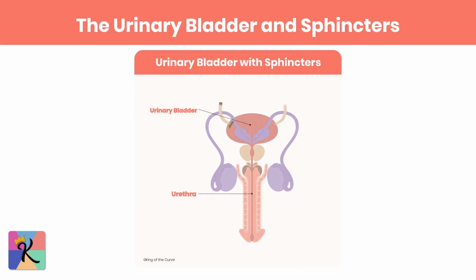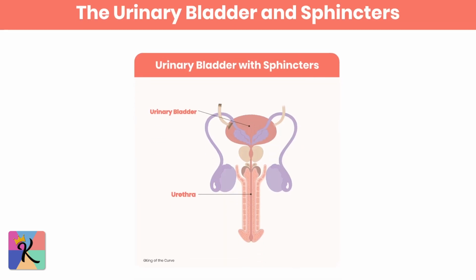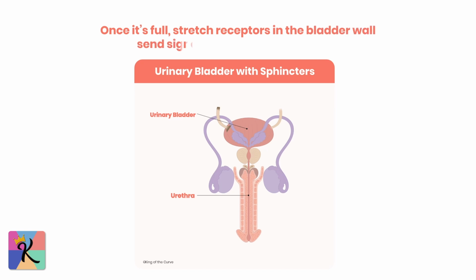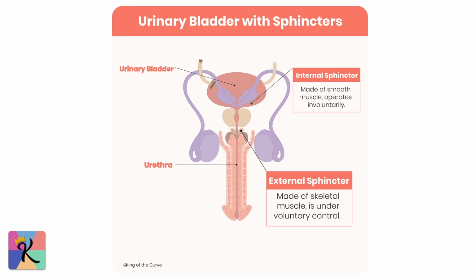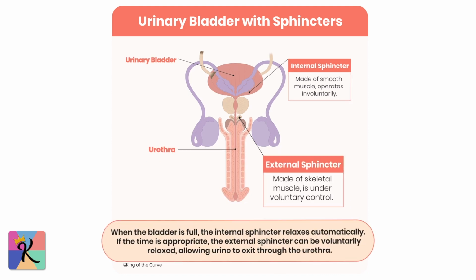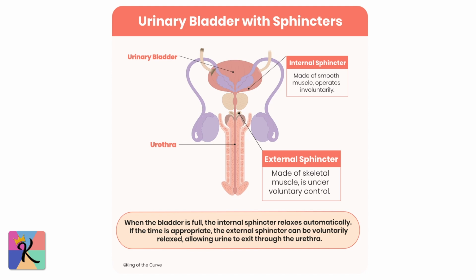The urinary bladder is a muscular organ that stretches as it fills with urine. Once it's full, stretch receptors in the bladder wall send signals of urgency to the brain. Urine flow is controlled by two sphincters. The internal sphincter, made of smooth muscle, operates involuntarily. The external sphincter, made of skeletal muscle, is under voluntary control. When the bladder is full, the internal sphincter relaxes automatically. If the time is appropriate, the external sphincter can be voluntarily relaxed, allowing urine to exit through the urethra.